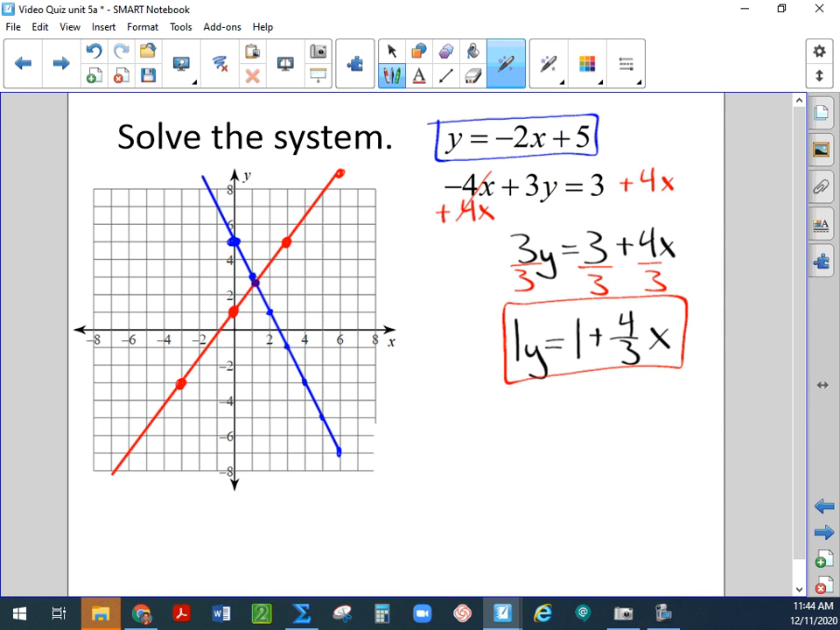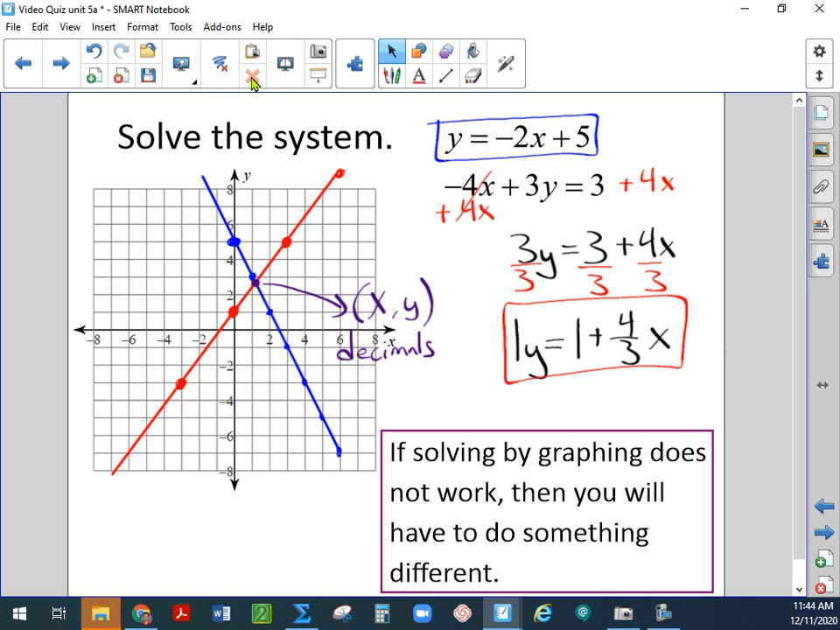So my solution, x comma y, in this problem is actually, since it's not an integer, made up of decimals. And if it's made up of decimals, which happens, I mean, they're numbers, then we can't solve by graphing. We're going to have to do something else. So if solving by graphing does not work, then you have to do something different.